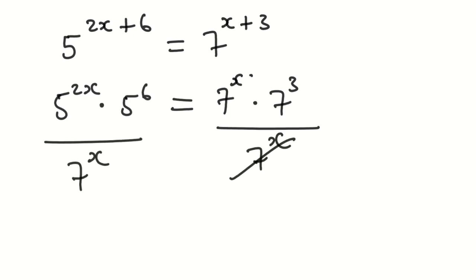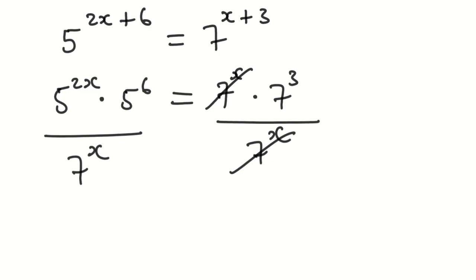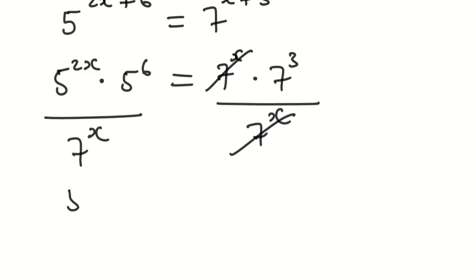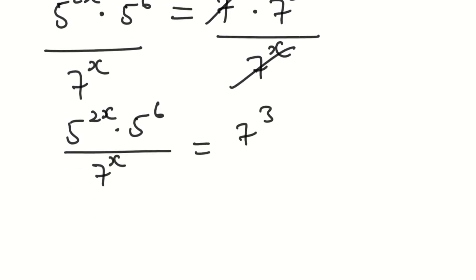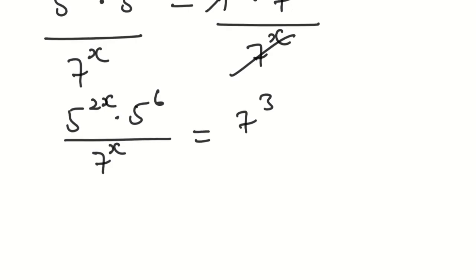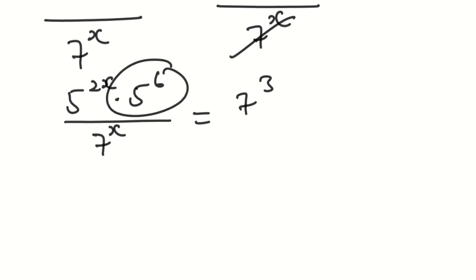So this cancels this. But what about 5 raised to the power 6? Let's just go to the next line and write this here. So 5 raised to the power 2x times 5 raised to the power 6 over 7 raised to the power x is equal to what? 7 raised to the power of 3. So what do I do if I want to get rid of 5 raised to the power 6? Again, divide both sides by 5 raised to the power of 6. So basically, this will just move down here if I divide both sides by 5 raised to the power of 6. I hope that makes sense.